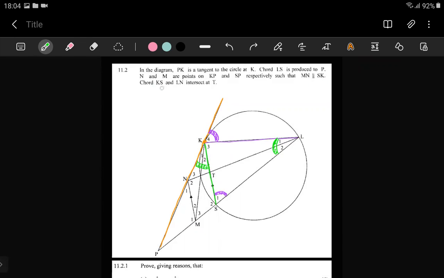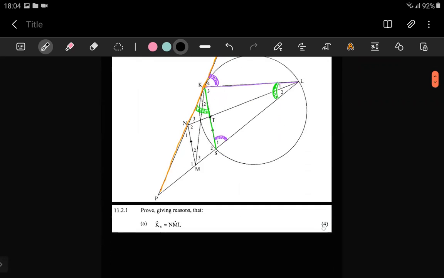And then it says here chord KS and LN intersect at T. So, okay, that's just them describing the sketch really. Now, I think I remember this question more clearly now, a bit better than I remembered it beforehand. So with all this being said, we really don't want to take anything for granted.